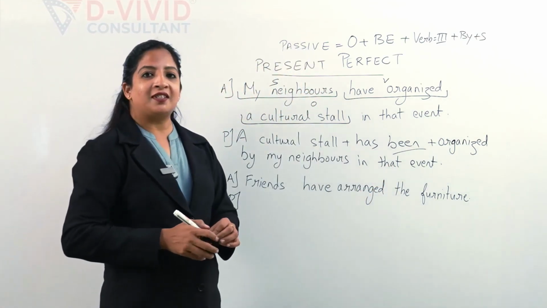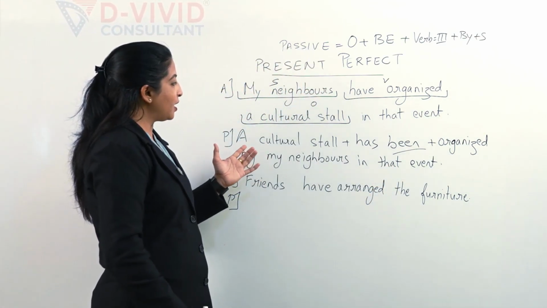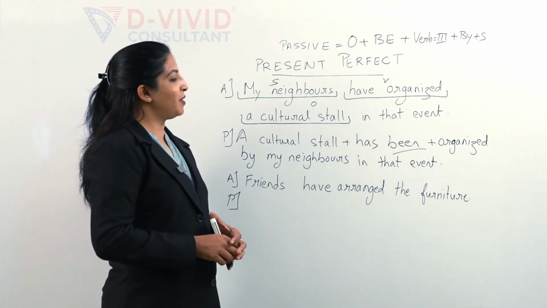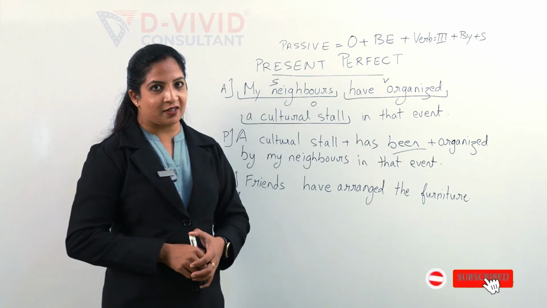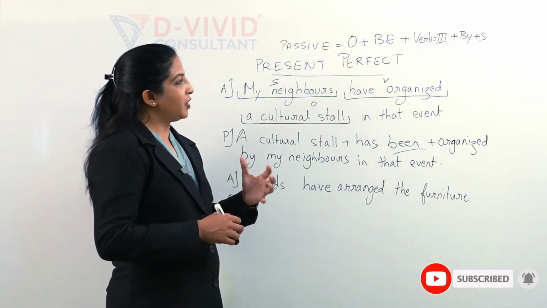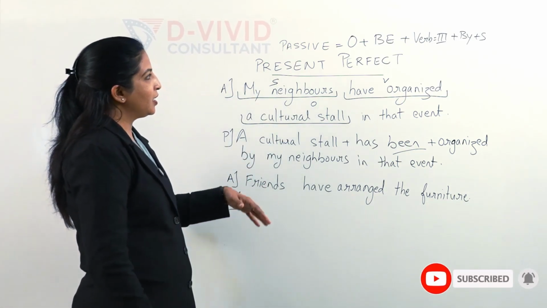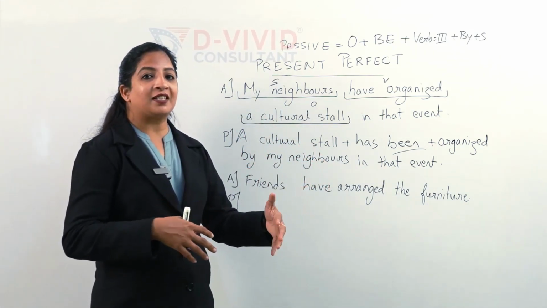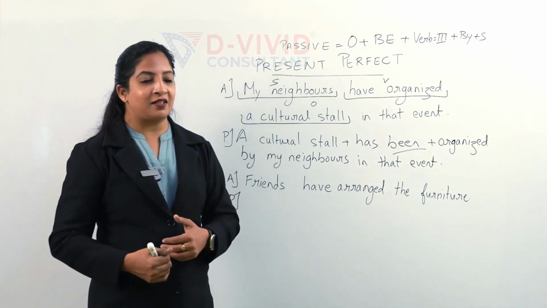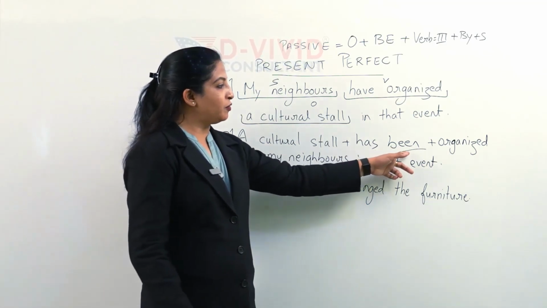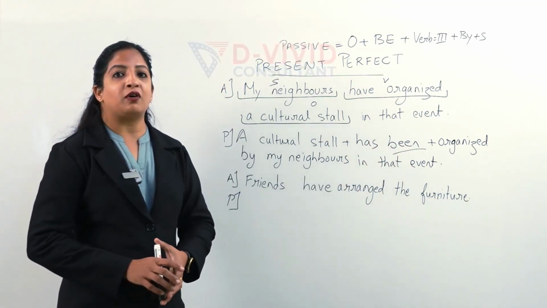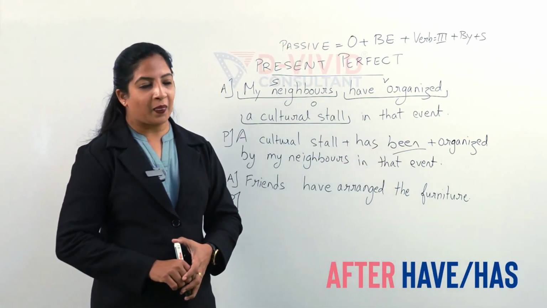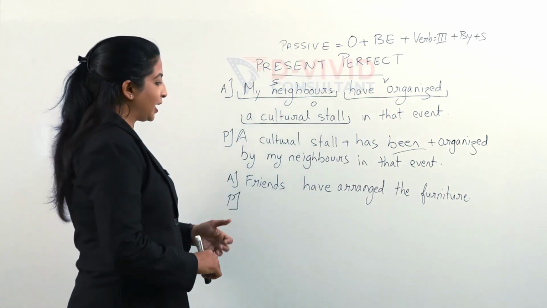So now you see the sentence. It looks like a cultural stall has been organized by my neighbors in that event. So whenever you are converting a present perfect sentence, present perfect active into passive, make sure that you don't forget the third form of be after have or has. Let's check the second one.